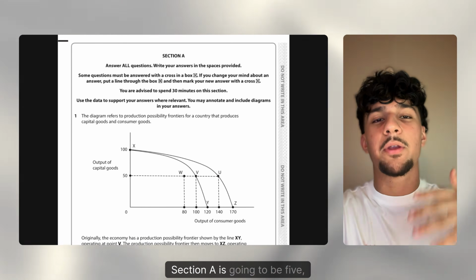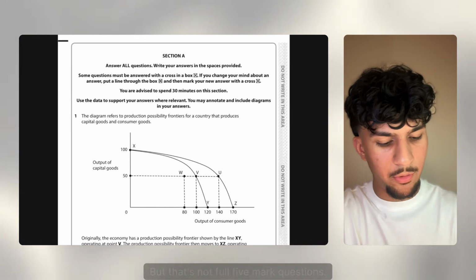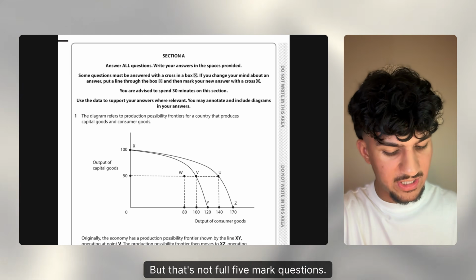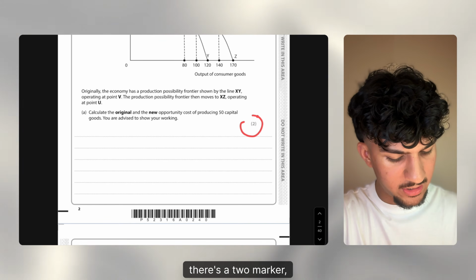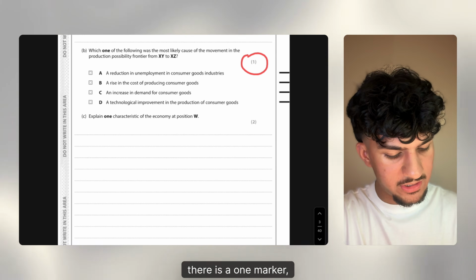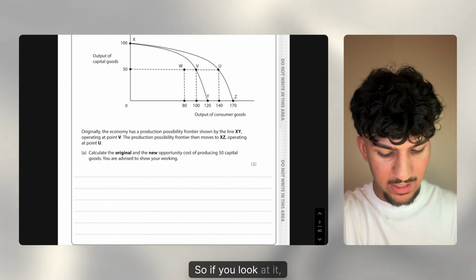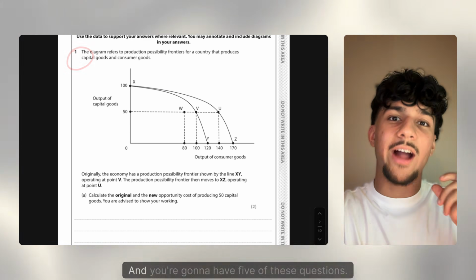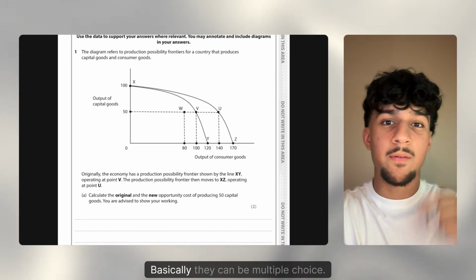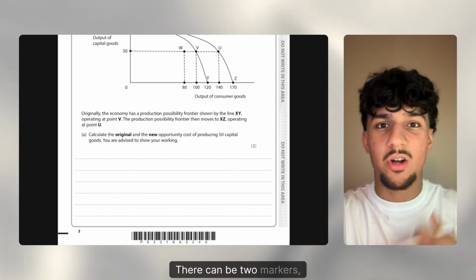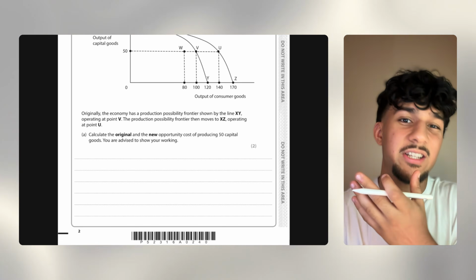Moving on, Section A is going to be five 5-mark questions, but that's not five full 5-mark questions. If you look at this, there's a 2-marker, there is a 1-marker, there's a 2-marker. That makes 5 marks. So that is basically question 1 of Section A, and you're going to have 5 of these questions. They can be multiple choice, they can be 2 markers, 4 markers, basically the range.